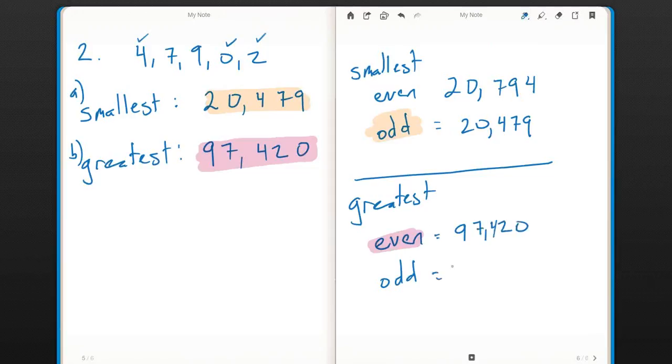And I just have yet to find the greatest odd number possibly. An odd number is either going to end in a 7 or a 9. I'm looking for the biggest possible number. I sure want to use a 9 in the 10,000 place, so I'm not going to use the 9 in the ones place. I want to save the biggest number to use in the 10,000 place. So I can't use the 7 next, but I could use the 4. 94,207 is going to be the greatest odd number that I could possibly use.